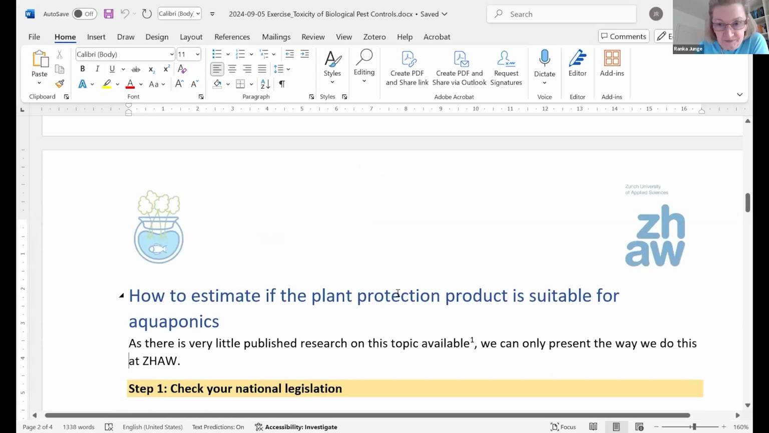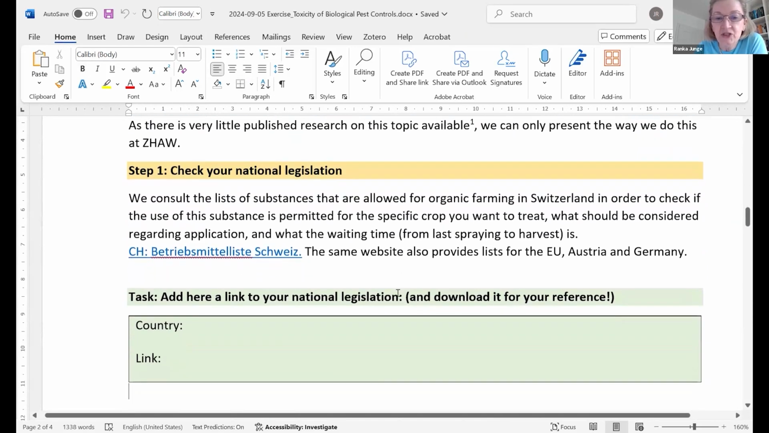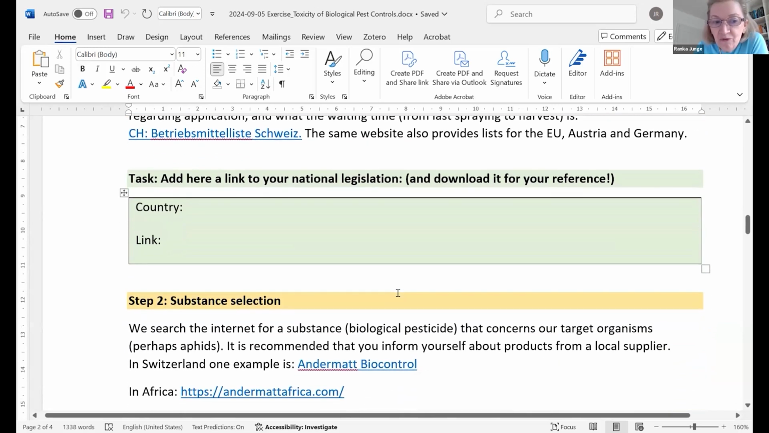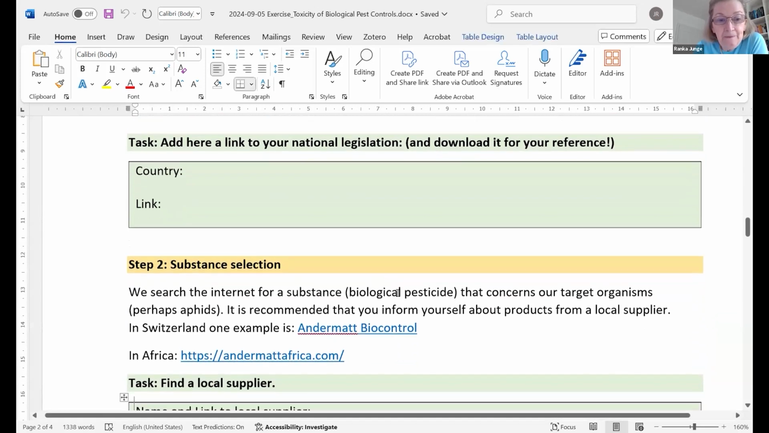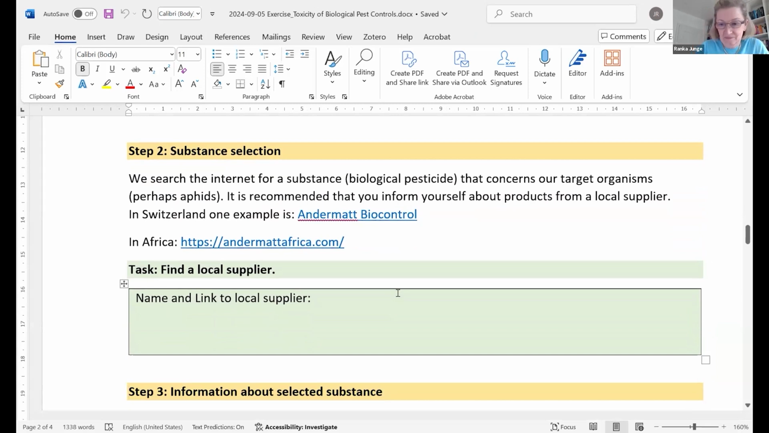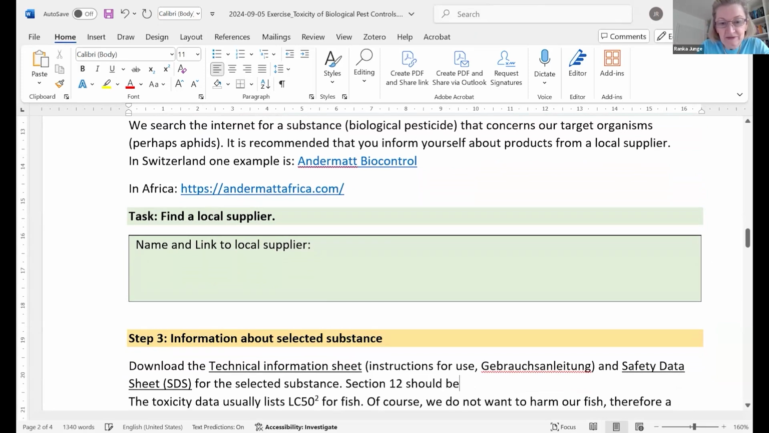So first you check your national legislation. The task is to add a link to your national legislation and write which country it is. That's the first step. You need to see what is allowed for organic or IPM, integrated plant protection management, in your country, and you should put in these links. Second, you look for a substance that you can buy, find a local supplier, and you find the substance that also has section 12 filled in. So download the technical information sheet, section 12 should be filled in, not one without data.